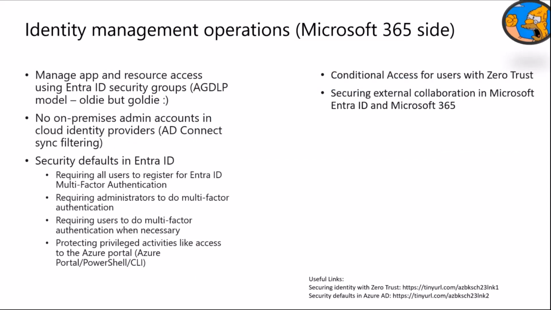Now, I mentioned the identity management side, right? So we are primarily looking through Microsoft 365, although the Entra ID portal is the same, whether we're talking about Azure or Microsoft 365. Manage the application and resource access by using the appropriate security groups. One of the oldest models that popped up in Active Directory in Windows Server 2000 was the AGDLP: accounts are assigned to global groups, which are assigned to domain local groups, and then we assign the privileges.